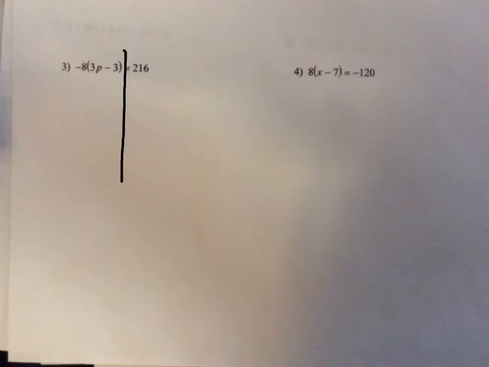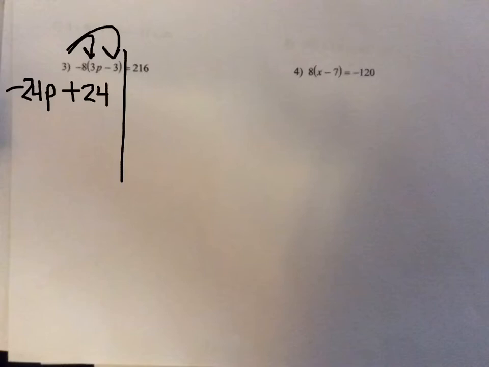The distributive property says I need to multiply negative 8 times the positive 3p. Negative 8 times 3 is negative 24, so I have a negative 24p. Then I multiply negative 8 times the negative 3. A negative times a negative is a positive, so I get a plus. 8 times 3 is 24, so I put plus 24 equals 216. I have done all the distributive property I can do, because there are no more parentheses, so I'm going to move on to the next step on my flowchart.